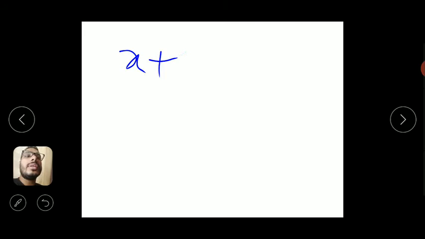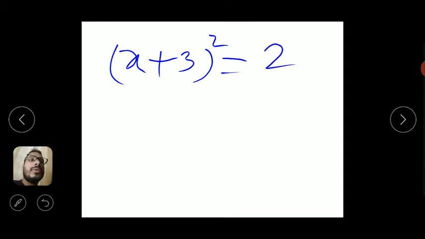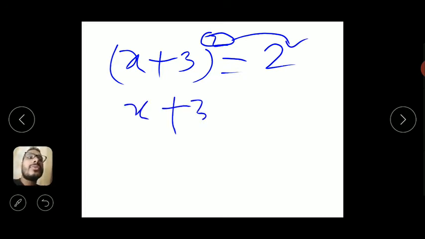(x plus 3) whole square is equal to minus 7 plus 9, which is 2. Now shifting this square to the right side, you get a square root. So x plus 3 is equal to plus or minus square root of 2.